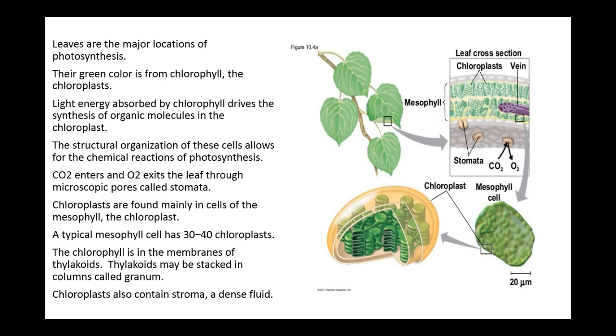And then at the bottom you have your stacks of grana, and you also have your mesophyll cell. So CO2 enters and O2 exits through the stomata. Chloroplasts are mainly found in cells of the mesophyll. Many chloroplasts in each mesophyll cell. The chlorophyll is in membranes of thylakoids.